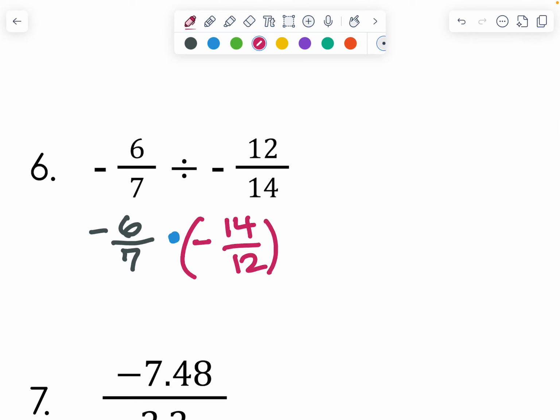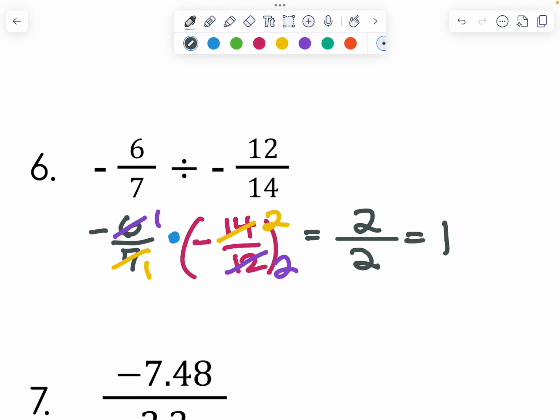Now, you can multiply straight across, get some big gross numbers, and then simplify. I'm going to simplify first. 7 goes into 7 once and 14 twice. Now go the other direction. 6 goes into 6 once, 6 goes into 12 twice. Let's multiply straight across. I have a negative 1 times a negative 2. Oh, that's a positive 2. And 1 times 2 is 2. Oh, isn't that just 1? Yeah, and a negative times a negative is a positive.